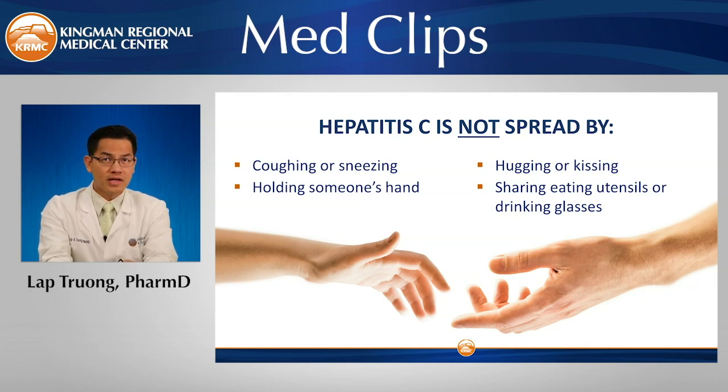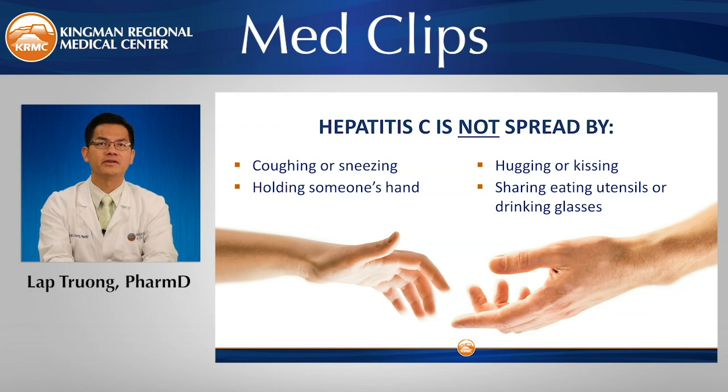Hugging and kissing, for example, if you have a child and you have hepatitis C, when you hug or kiss your baby, that would not be a way for it to spread from you to your child. Sharing eating utensils and drinking glasses is also another way that you cannot catch hepatitis C, because there's no blood involved.